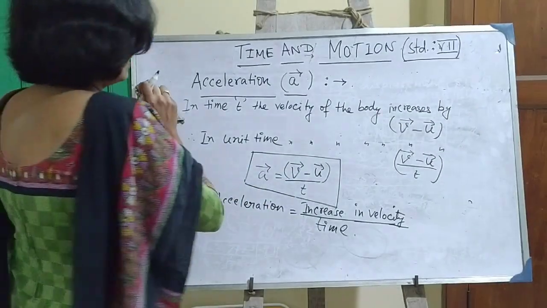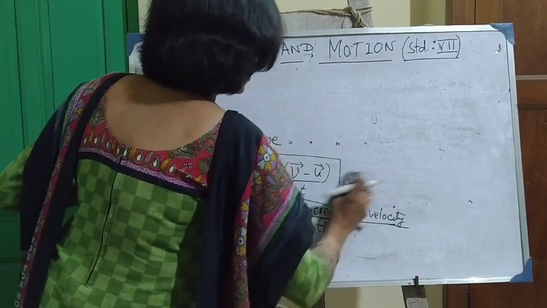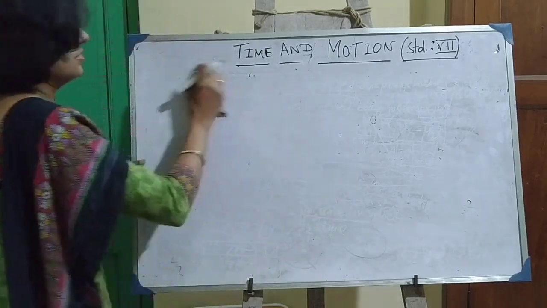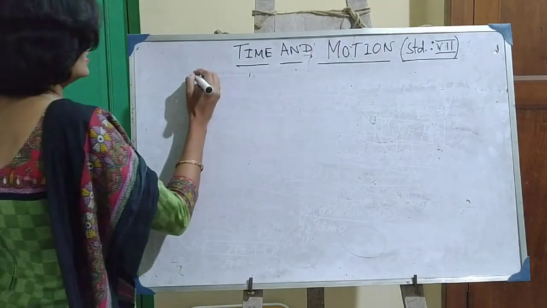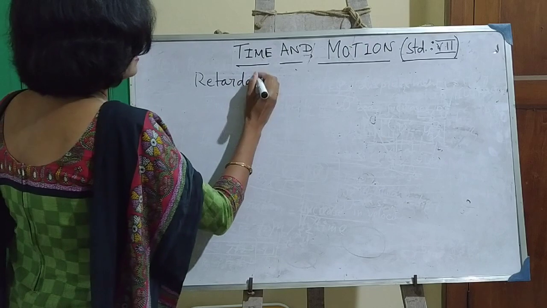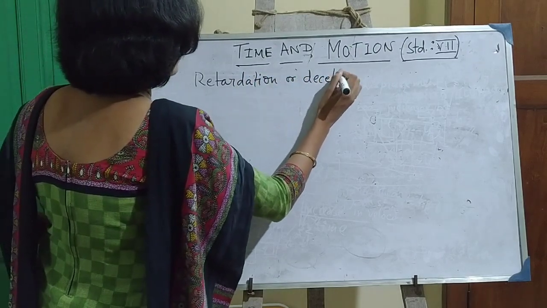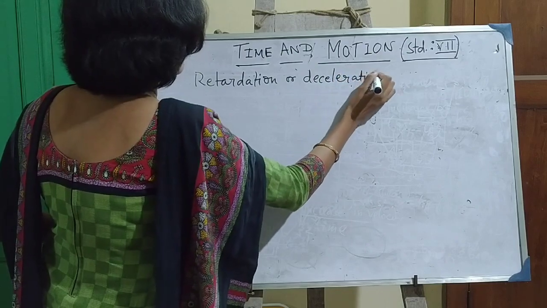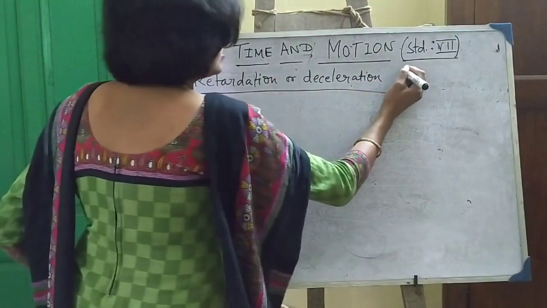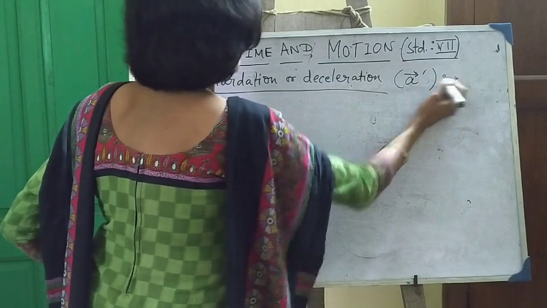Now our next topic is just opposite to acceleration, or just reverse of acceleration, that is retardation or deceleration. Retardation or deceleration. It is also a vector quantity, and suppose it is represented by a prime with a vector sign.